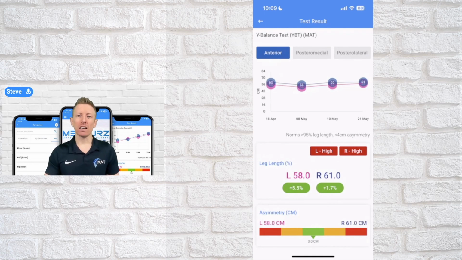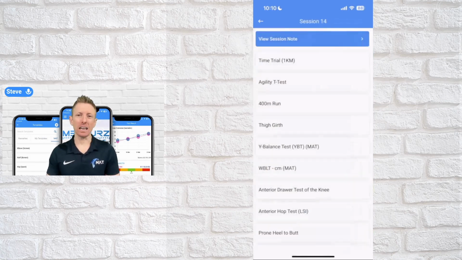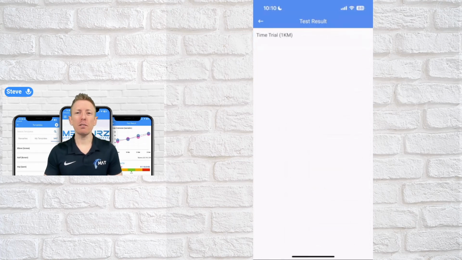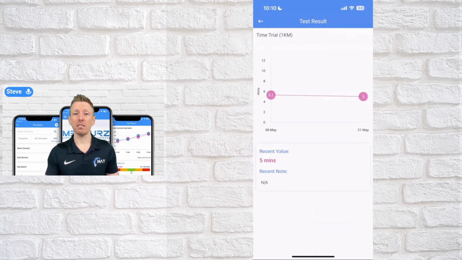So that's a bit of an example of all the different types of data that you may see on the screen. Let's go and have a look at all the different categories so we can get a bit better understanding. The aerobic fitness data is quite basic. You've just got the graph. In this case, we're looking at the time trial for 1 kilometre. So we've got a graph in minutes here, and the change, showing that change on the graph between those two sessions that have been done.